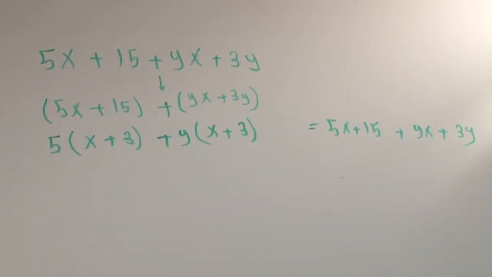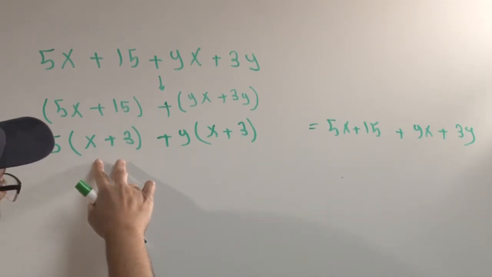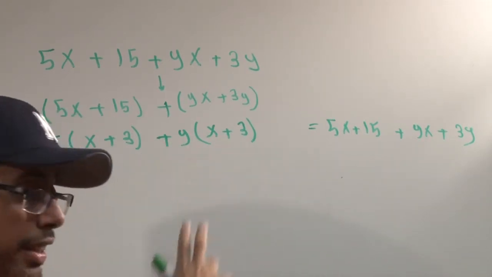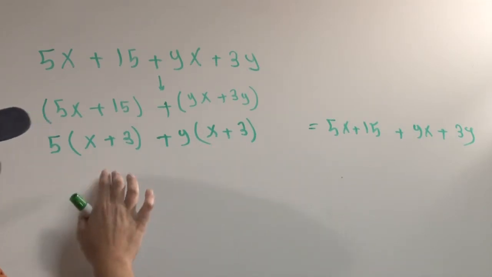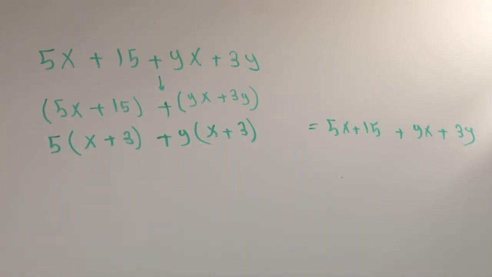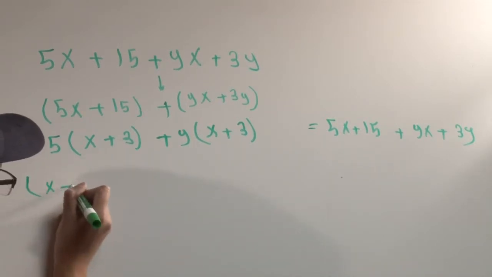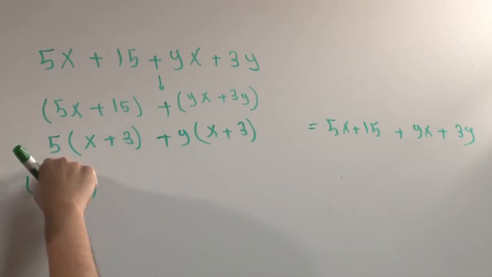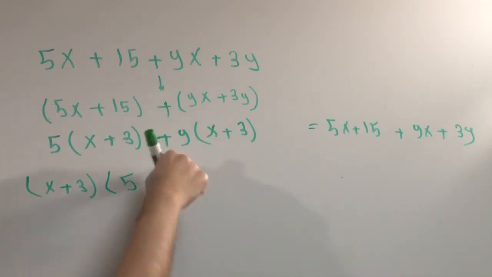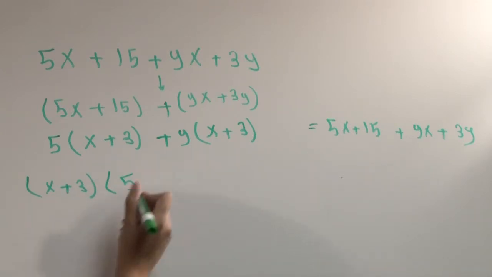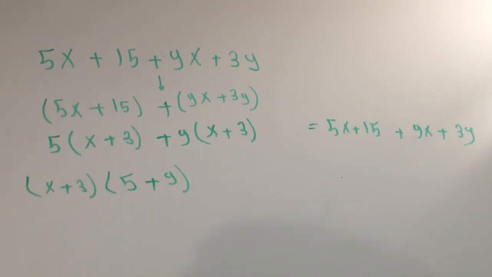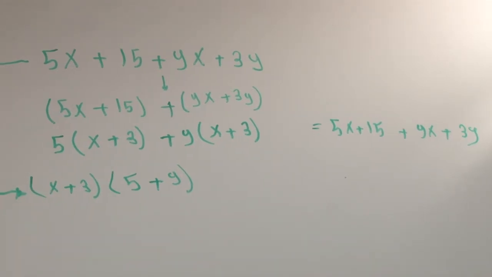Look at this. This is a new thing. This is the same as this. Can I consider this a common factor, a greatest common factor? Oh, yes. Let me get that out: x plus 3. So what's left here? This is 5. And what's left here? y. So that would be 5 plus y. And from that, I got a product of two polynomials here.